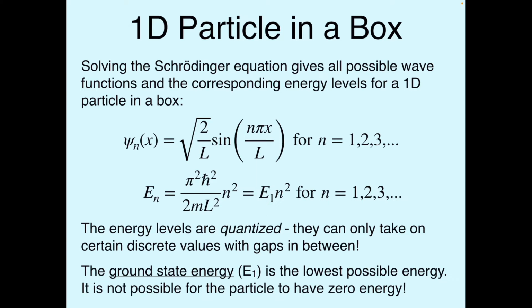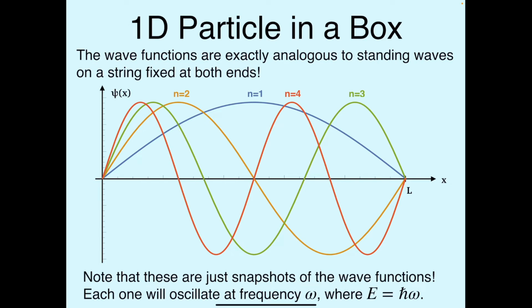Okay? And let's go ahead and look at plots of the wave functions for the first 4 energy levels. So n equals 1, n equals 2, n equals 3, and n equals 4. So let's plot those out. For n equals 1, our wave function looks just like this. It's a sine wave with a single loop. Okay, that's what's shown in blue. For n equals 2, it's a sine wave with 2 loops. For n equals 3, that's the one in green here, it's a sine wave with 3 loops, and n equals 4, same thing with 4 loops.